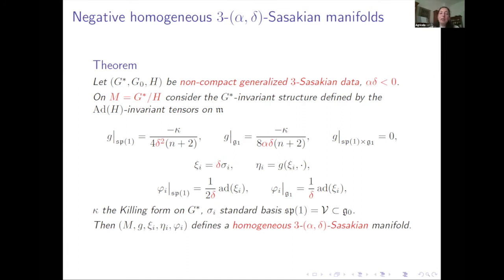Okay, so by basically going to the dual data, you get non-compact generalized Sfizazaki data, and then on the quotient G star over H, just playing the same, but now with alpha times delta negative, then it all works. Because since it's non-compact, the Killing form is positive definite on one part, negative definite on the other part, and the property that alpha times delta is negative just makes up this negative definite part. So all in all, this is going to be Riemannian. Okay, so same formula as before, but qualitatively different. And then, right, look at the formulas, all works well, and you check that it all works.